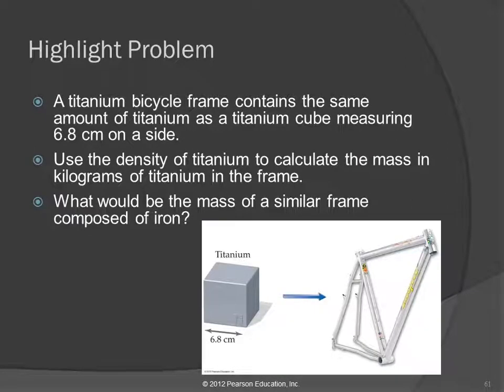So the density of titanium is 4.50. So density equals 4.50 grams per. Okay, that didn't work out very well. Let's put it over here. Density equals 4.50 grams per cubic centimeter. We're going to need that.